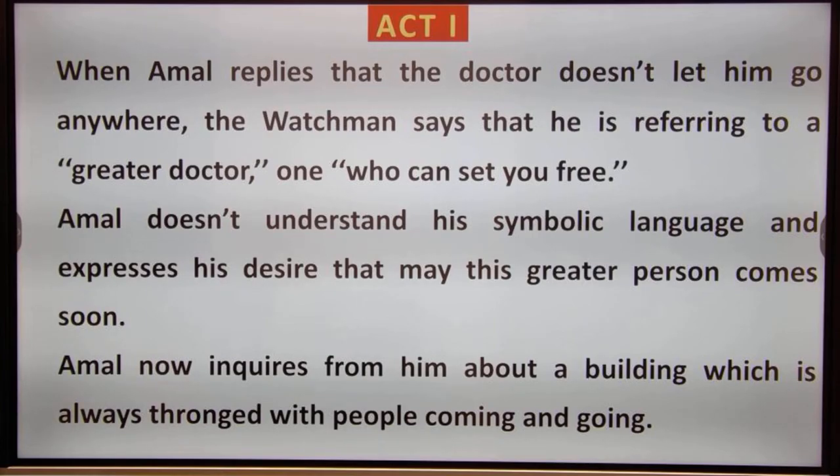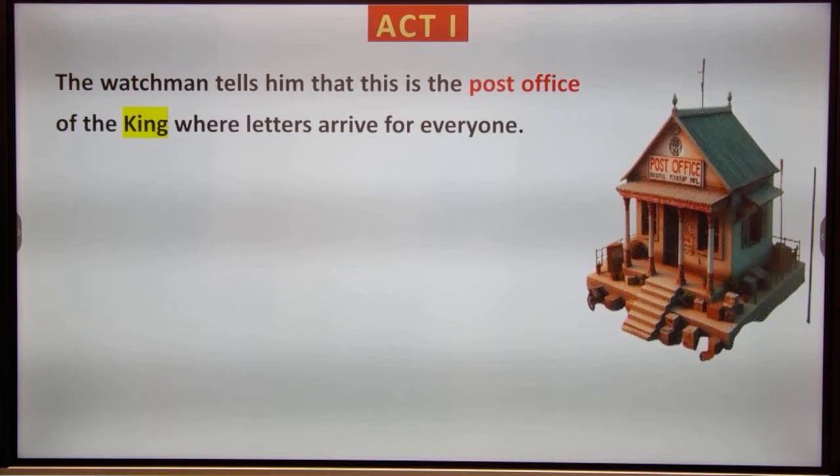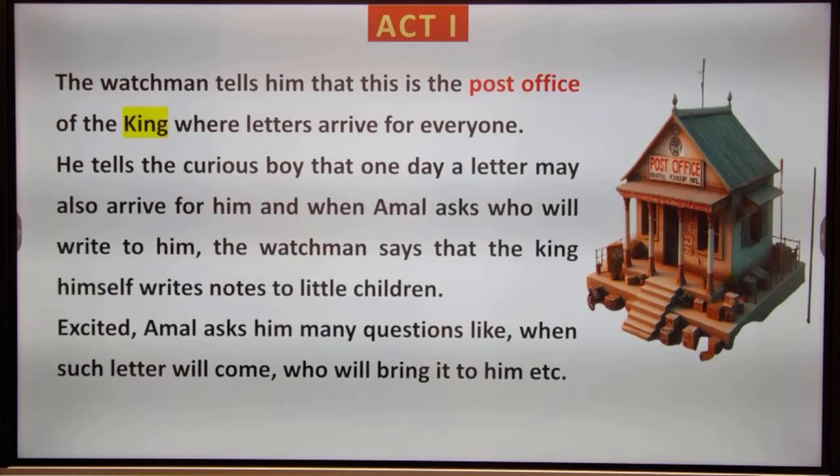Now Amal talks to this watchman and asks about a building which is always thronged, crowded with people coming and going from there. The watchman tells him that the building is the king's post office, and in this building letters arrive for everyone. He tells the curious boy that one day a letter may also arrive for him, and when Amal asks who will write to him, he doesn't know anybody outside this home.